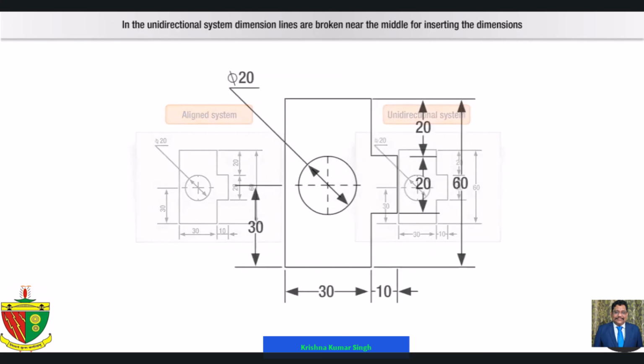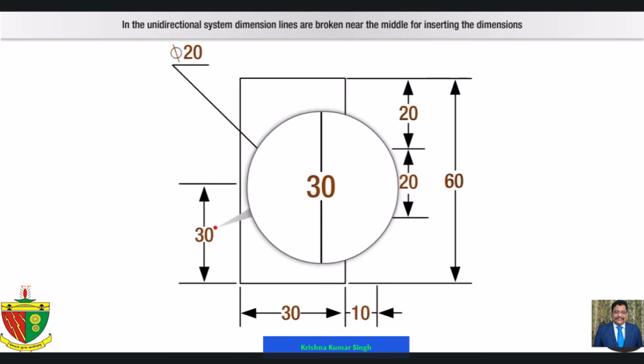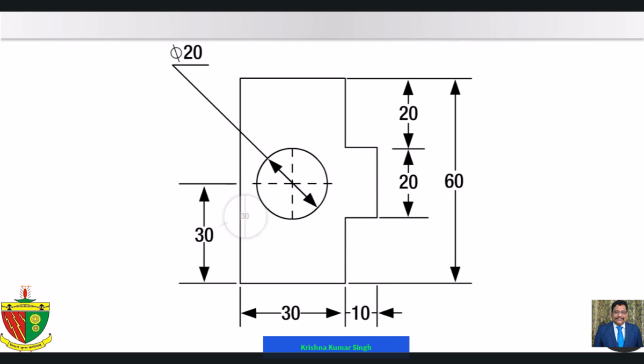Unidirectional system. In the unidirectional system, dimension lines are broken near the middle for inserting the dimensions. All dimensions are placed such that they can be read from the bottom edge of the drawing sheet.